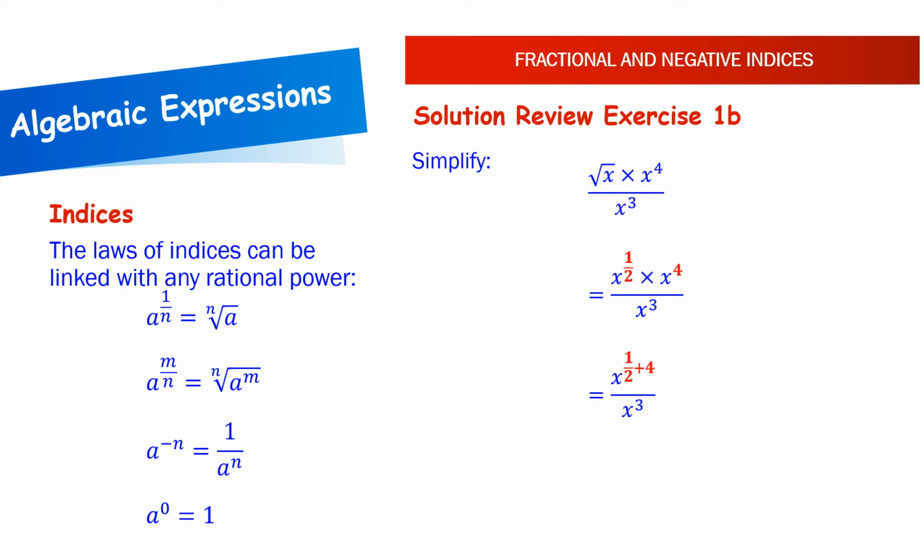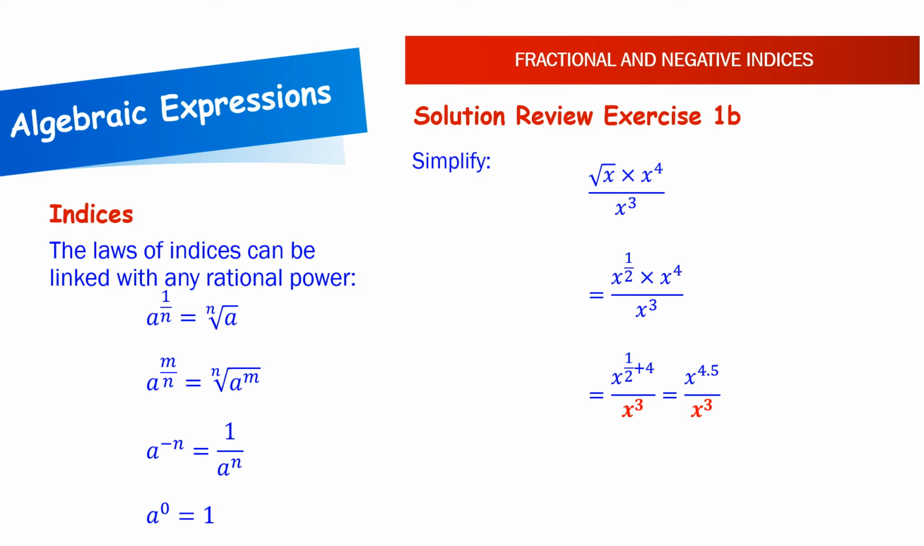As x to the power half and x to the power 4 have the same base, and we're multiplying them, we can add the indices. So we have x to the power half plus 4. And of course we're dividing through by x cubed, and tidying up gives us x to the power 4.5.